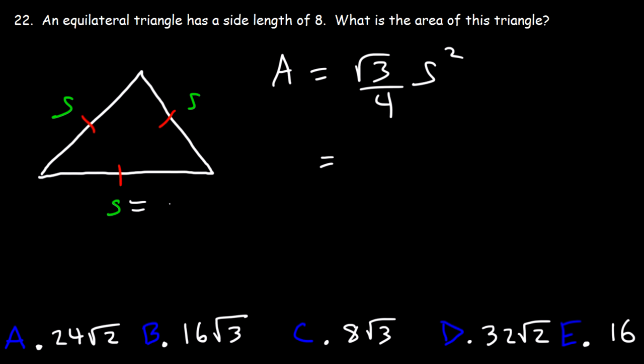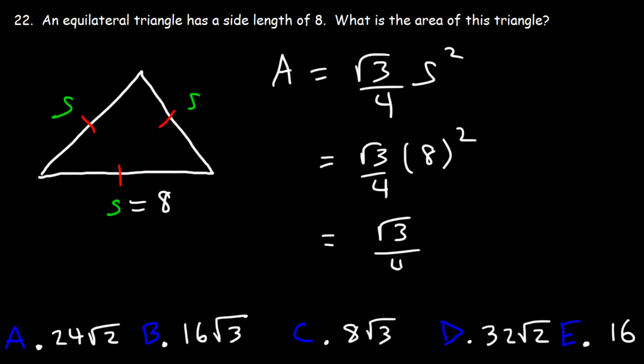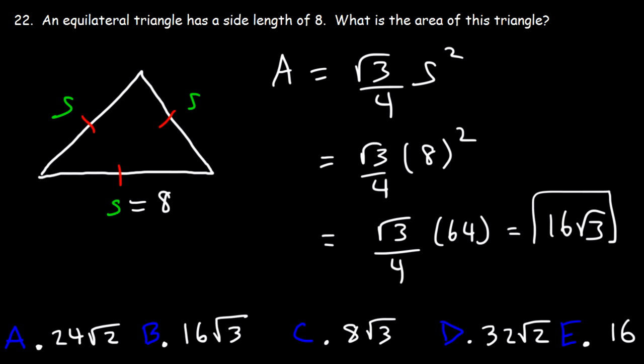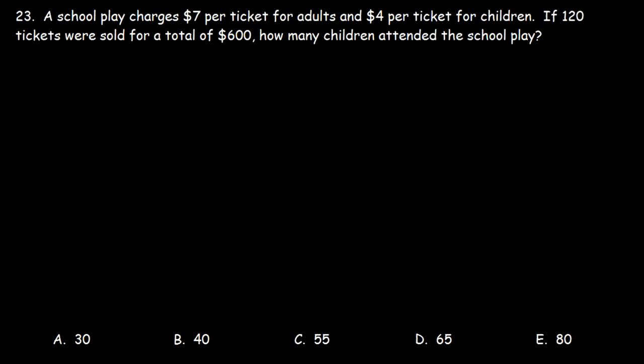So the side length is 8. So it's going to be root 3 over 4 times 8 squared. 8 squared is 64. And 64 divided by 4 is 16. So the final answer is 16 root 3. So B is the right answer for this problem.